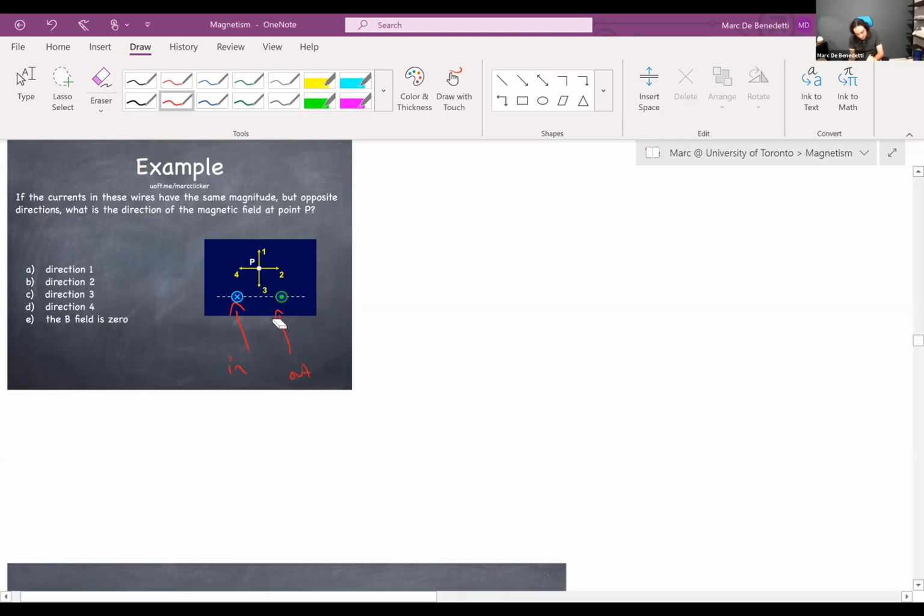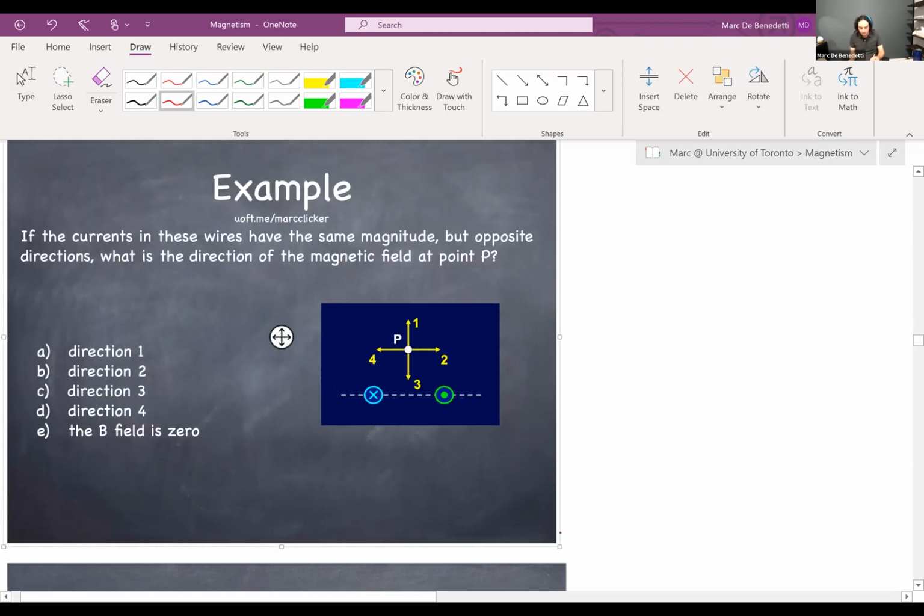So if we had to analyze this, let me stop sharing the results for a second so you are able to see your screen again. Let me make this slide a little bit bigger. Okay, so use your right hand rule, thumb in the direction of the current. So I'm going to put my thumb into the page and I wrap my fingers in the direction of what the magnetic field would be. So at point P, then my fingers are going to look something like this. So the magnetic field is going to be clockwise.